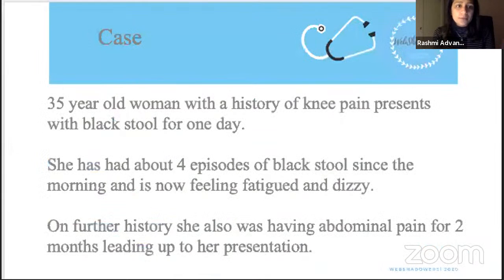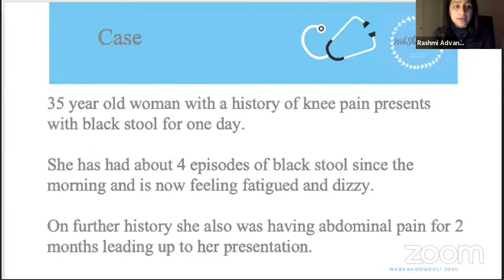All right, so I'm going to go into the case. We have a 35-year-old woman with a history of knee pain, and she presents with black stool for one day. She says that she has had about 4 episodes of this black stool, since the morning. She's now feeling fatigued and dizzy. On further history, she's also been having abdominal pain for 2 months that led up to her presentation.